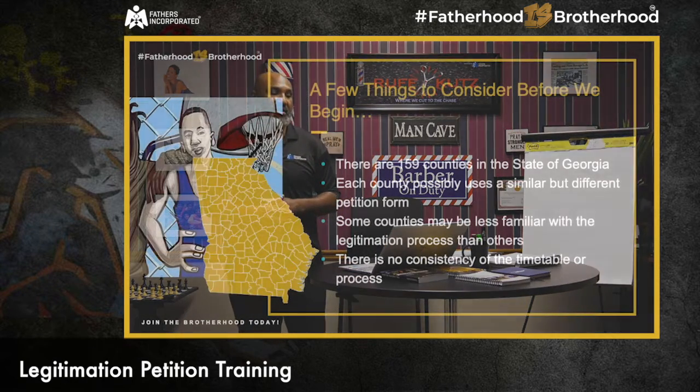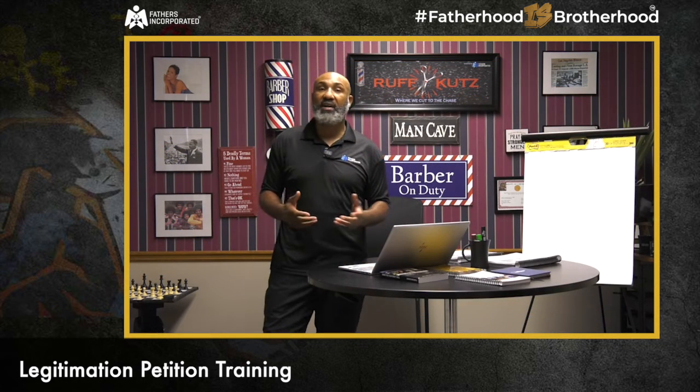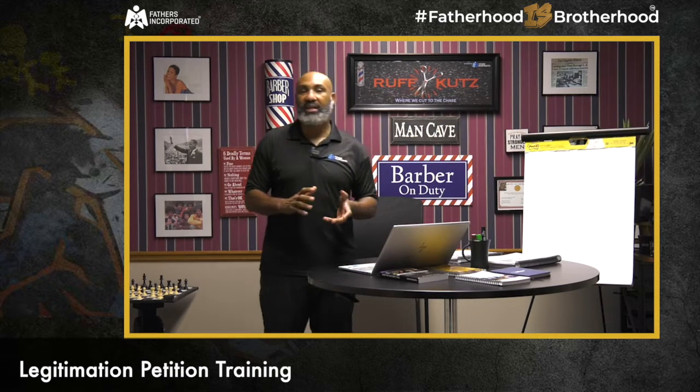All right. A few things to consider before we begin. There are about 159 counties in the state of Georgia. Real big state. Each county possibly uses similar but different petition forms. They're similar but somewhat different. Some counties may be less familiar with the legitimation process than others. There is no consistency of a timetable of the process. So sometimes you can get before a judge in 30 to 45 days. Sometimes it may take 60 days. That's one thing that we can't guarantee.